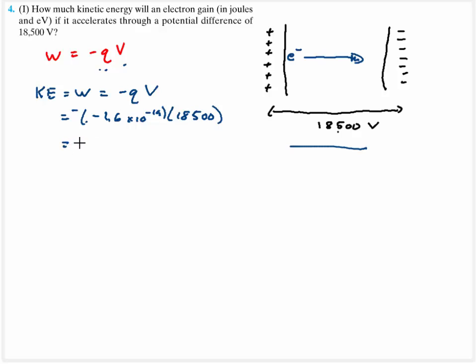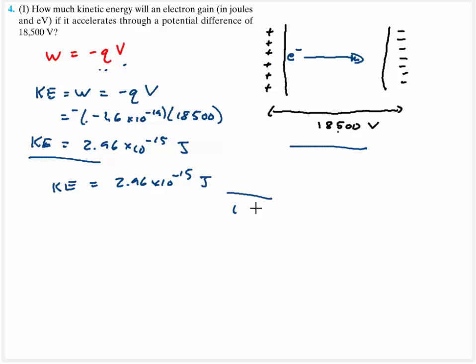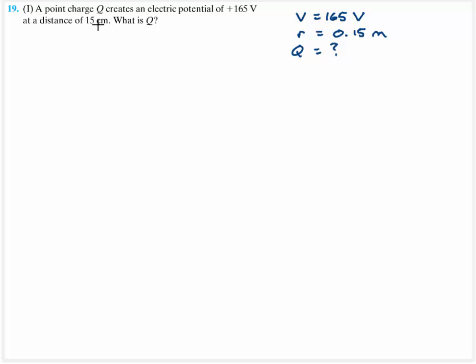18,500. So the kinetic energy is going to work out to be 2.96 times 10 to the negative 15 joules. So that's the answer to part A. In electron volts, we just need to convert joules to electron volts, so 2.96 times 10 to the negative 15th joules. And I know that 10 to the negative 19th joules is 1 electron volt, so go ahead and type all that in, and we're going to get 1.85 times 10 to the 4th electron volts, which is also simply the voltage.